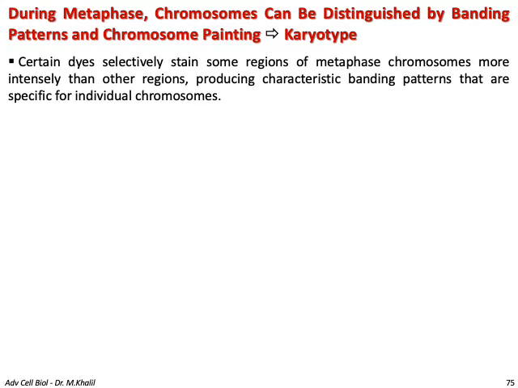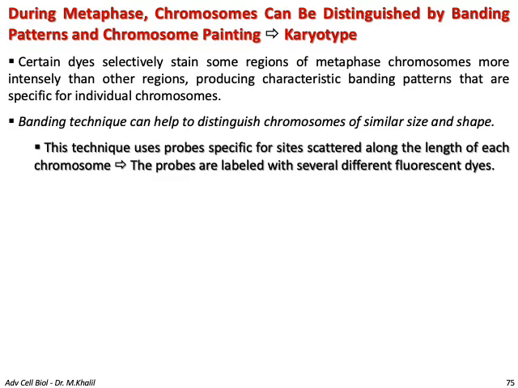During metaphase, chromosomes can be distinguished by a banding technique, which is called karyotyping. Using a certain dye that selectively stains some regions of the metaphase chromosomes more intensely than other regions produces characteristic banding patterns that are specific for individual chromosomes. This banding technique can help to distinguish chromosomes of similar size and shape. This technique also uses probes specific for sites scattered along the length of each chromosome. The probes can be labeled with several different fluorescent dyes. In other words, you can use a probe that is labeled with either a radioactive or a fluorescent dye to detect specific regions in the chromosome.